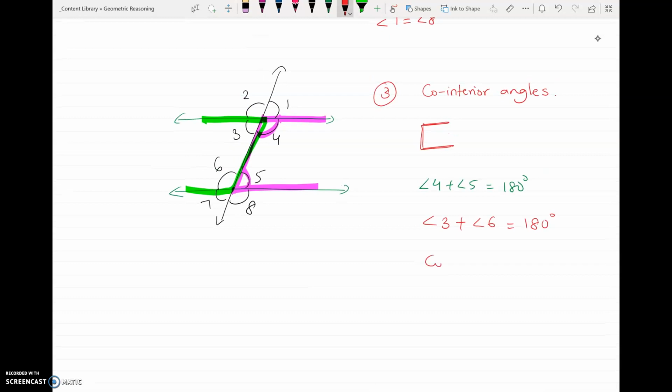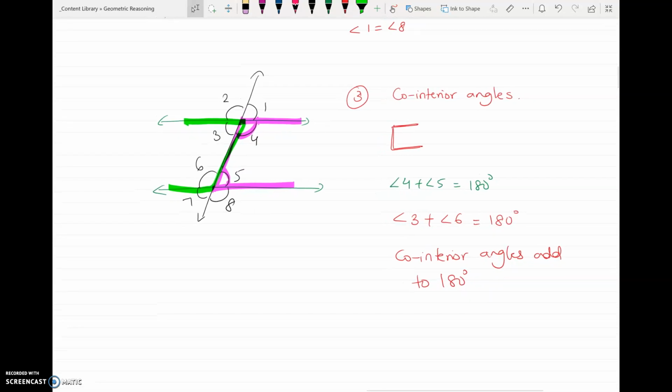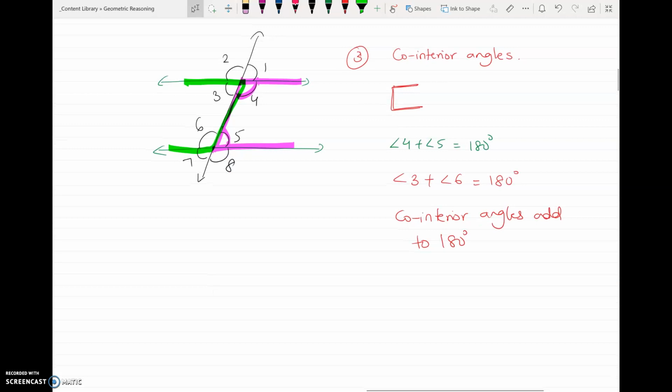And the property here is co-interior angles add to 180 degrees, and there will just be 2 pairs. Now in the next lesson, I'm going to make use of some problems or questions, and then we'll find missing angles using parallel lines.